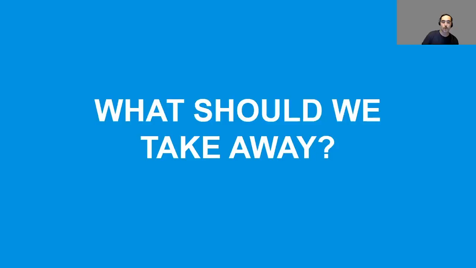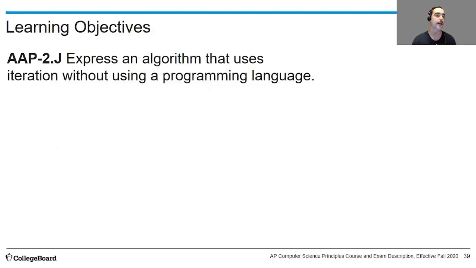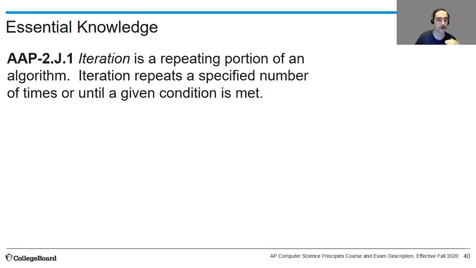So what should we take away? Well, you need to be able to express an algorithm without a programming language. That might be pseudocode, or a flowchart, or that might just be natural language. And also, iteration is the repeating part, or a loop. And so you need to be able to express algorithms with iteration.